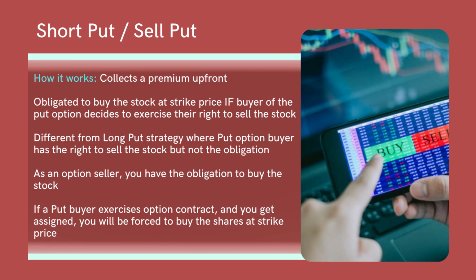To put it simply, if a put buyer exercises his or her option contract and you as the option seller get assigned with the option contract, then you will be forced to buy the shares at the strike price. Don't worry if you are still confused, it's okay, we will run through an example later.